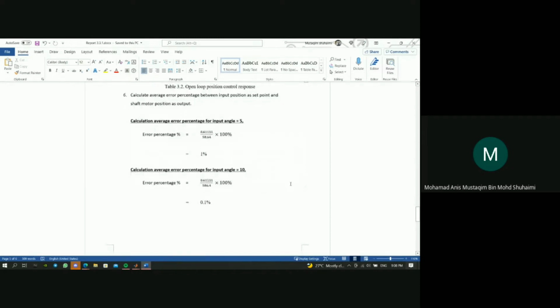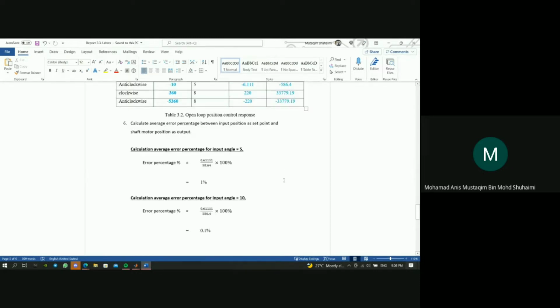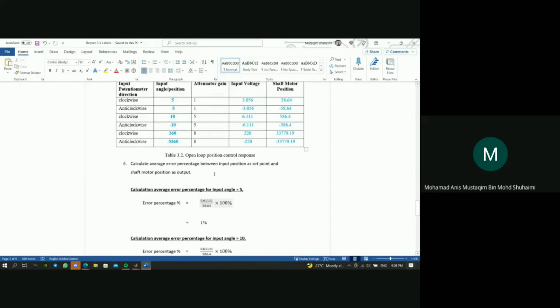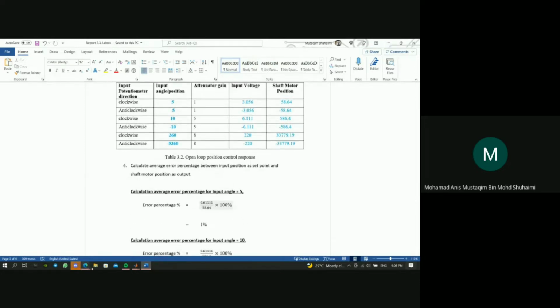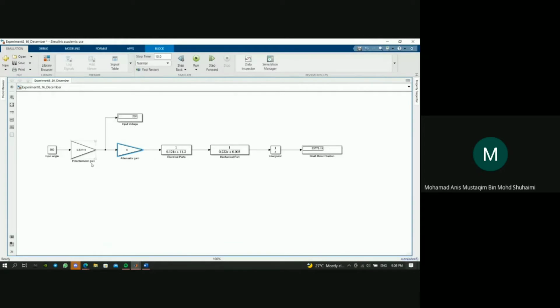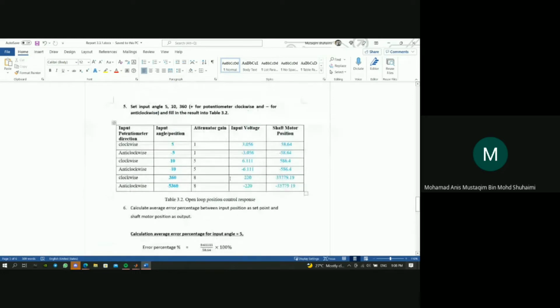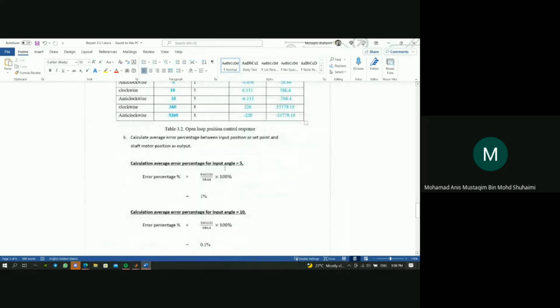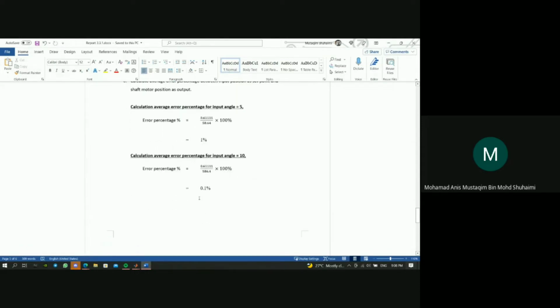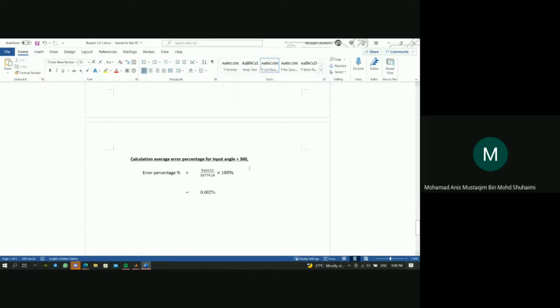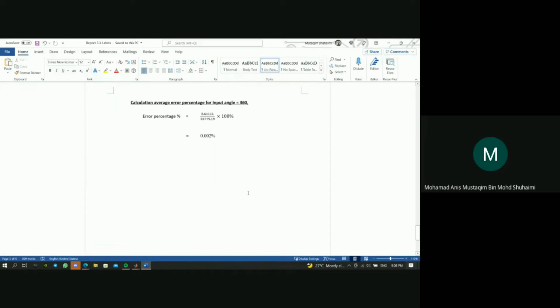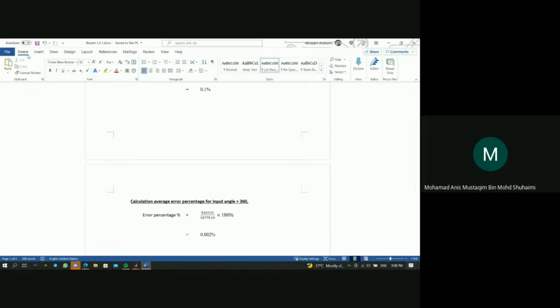Here is the error percentage for the input angle 5. The potentiometer gain divided by the shaft motor position, times 100%, and you get 1% error percentage. Here you get 0.1%. And for the 360, you get 0.002%. That's all for activity 1. Thank you.